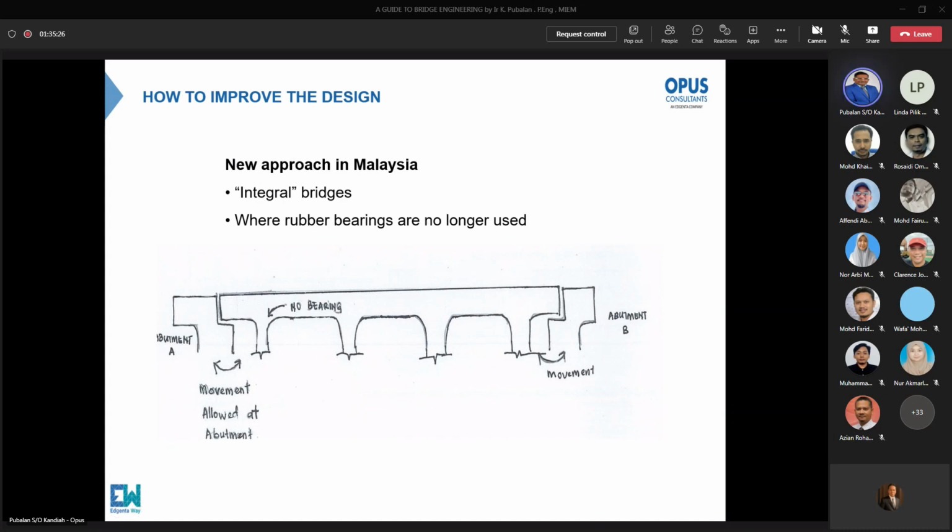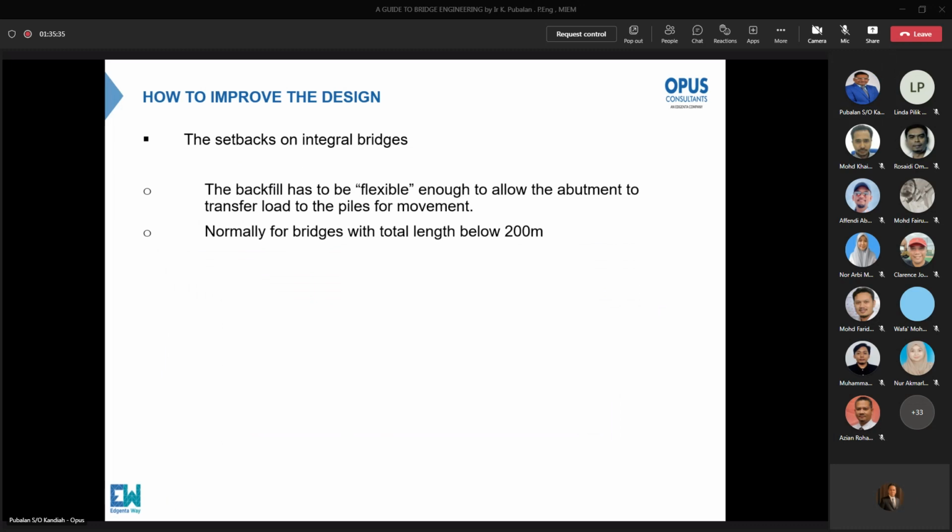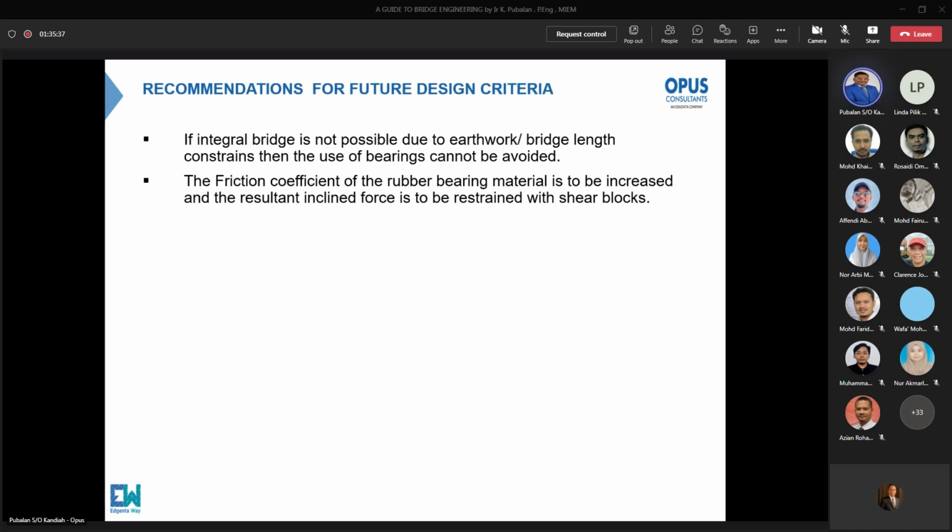But integral bridges are new. Currently, there are bridges being designed and constructed as integral bridges. So, if an integral bridge is not possible due to earthwork, then we have to use bearings. We can't avoid that. And friction, you know how we can improvise? The friction coefficient of the rubber bearing, we can increase it. Probably tell the factory to make a rubber bearing which has a higher friction coefficient.